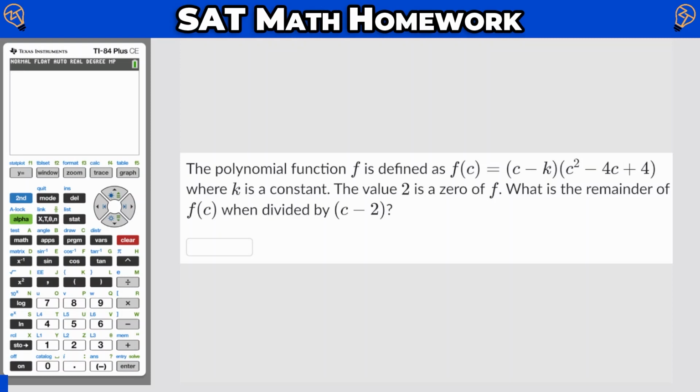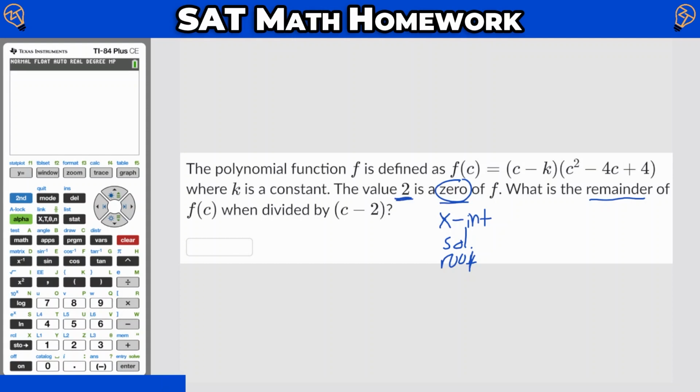So for this question, it's really just about understanding what a zero is and the remainder theorem. If you have a zero, that's a synonym for an x-intercept, which is the most important synonym, I would say. It also means solution or root. Now, if you have an x-intercept or a zero, that means that the factor is really the opposite value.